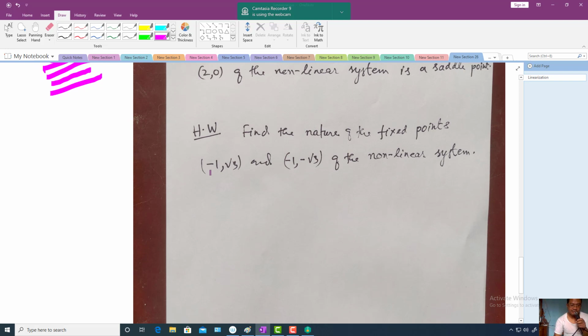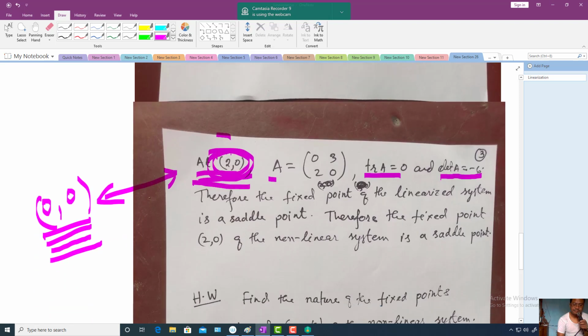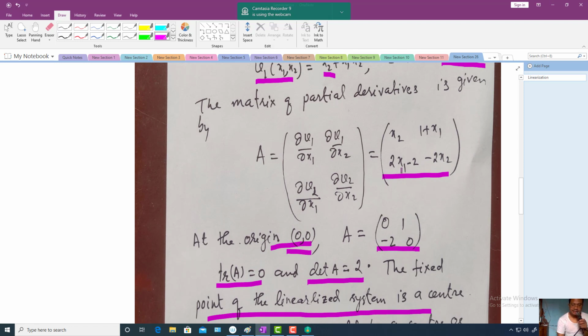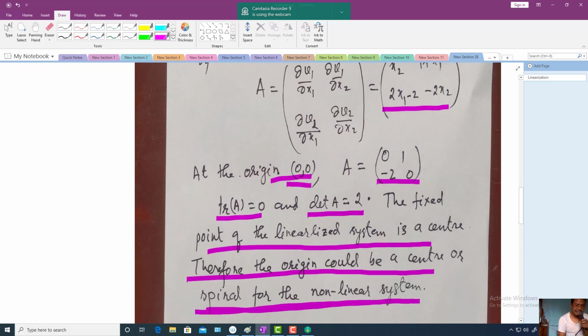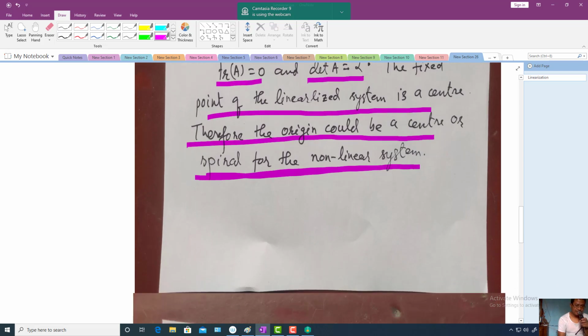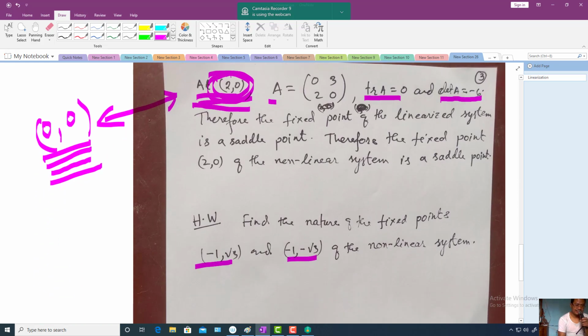For the rest of the fixed points, you try yourself: (minus 1, root 3) and (minus 1, minus root 3). You can do that one. You first find out the matrix capital A. What you have to do is put x1 equal to minus 1 and x2 equal to root 3. Then you find the matrix, and from the matrix you find the characteristic roots. According to the nature of the characteristic roots, you can determine the nature of the fixed point of the linearized system. So if it is not a center, then everything is similar.